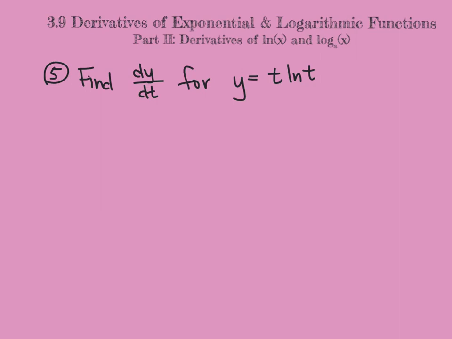For problem number 5, we want to find dy dt for this product here. We have y equals t times the natural log of t. And so we do need to use the product rule because each one of our factors of our product has the variable t in it. So our u value is t, and our v is the natural log of t. Then u prime, the derivative of u with respect to t, is just 1. And v prime, the derivative of ln of t with respect to t, is just 1 over t times the derivative of t, which is just 1. So it's just 1 over t in this case.